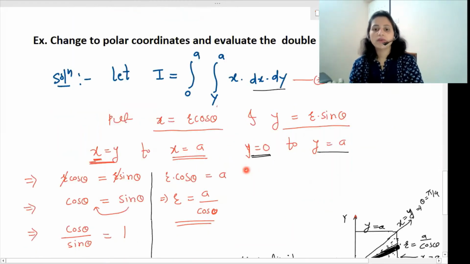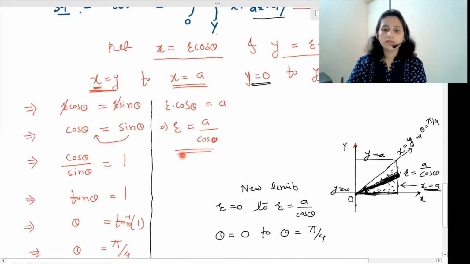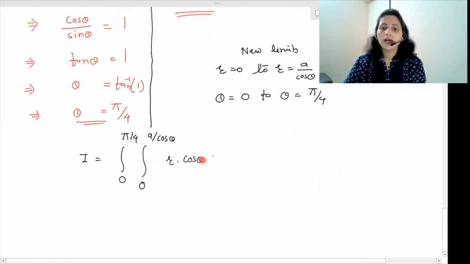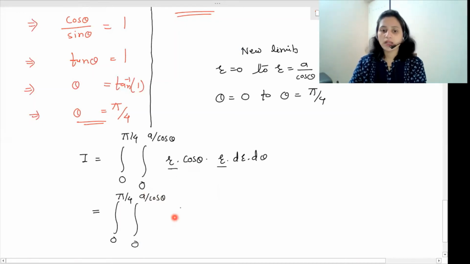So just substitute those values. In place of x, I'm going to write r cos theta, and for dx dy, I'm going to write r dr d theta. Now this integration, the outer integration from 0 to pi by 4 and the inner from 0 to a by cos theta, is as it is. Now this r and this r become r square cos theta dr d theta.